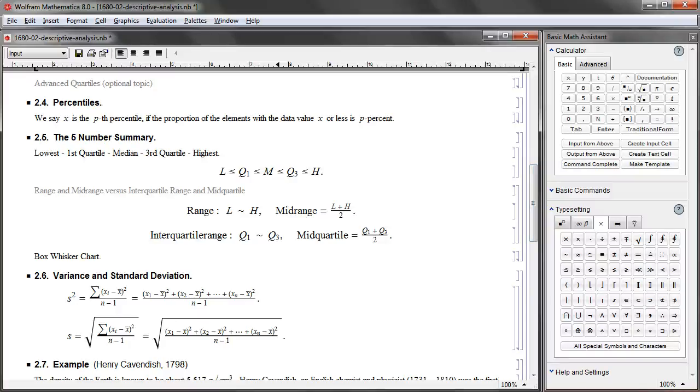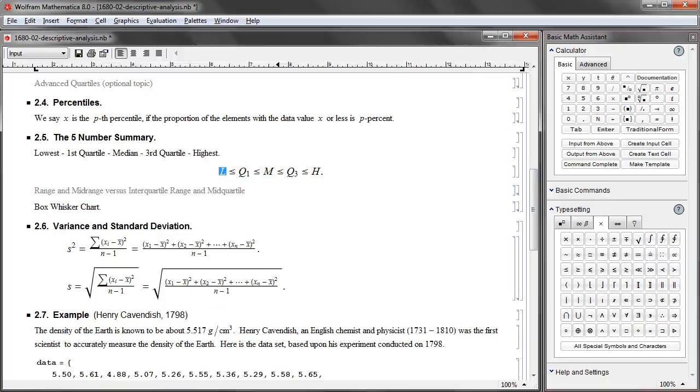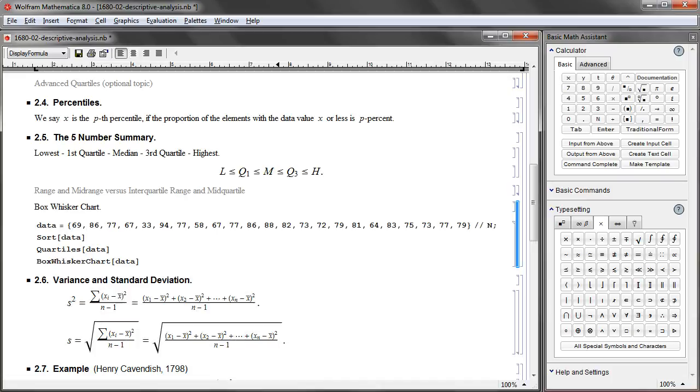Especially in the 5-number summary, the 3 middle numbers are important, and the 2 end numbers give you the range, and they include some outliers, and in some cases outliers may mean something, so they do some work. One good way to visualize the 5-number summary is this box whisker chart.